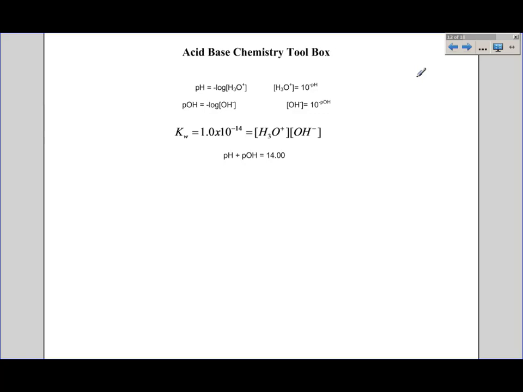What this is leaving us with is what I'll refer to as the acid-base chemistry toolbox. We have 6 formulas that we've derived related to pH that are going to help us to do a number of calculations.